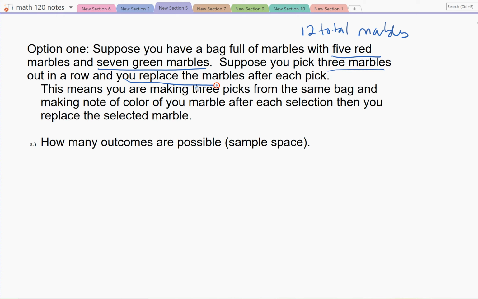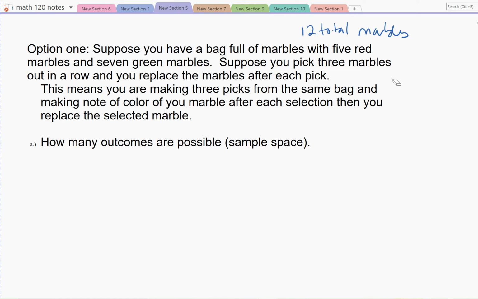We replace the marble. So on the first pick, I take the marble out of the bag, I make a note of what color it is, and then I put the marble back. Second pick, I reach in and pull another marble out of the bag, make a note of what color it is, and put it back. Third pick, I pull a marble out, make a note of what color it is, and put it back. Technically, I could grab the same marble 3 times. There's repetition in your selections.